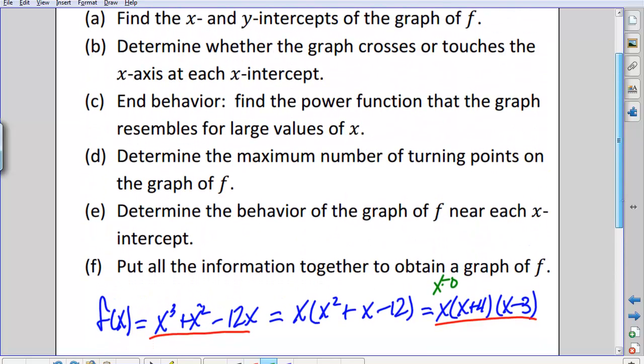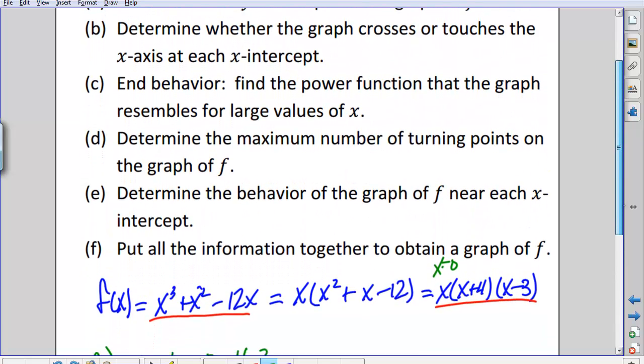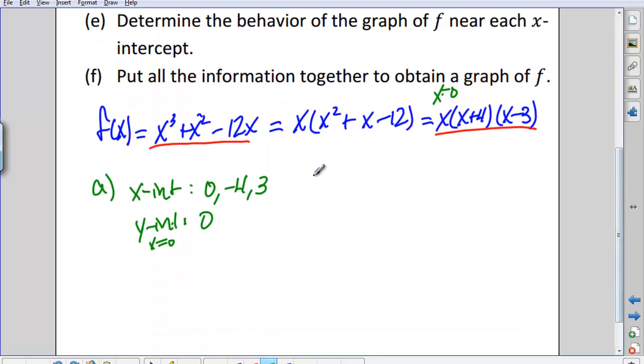Part B, determine whether the graph crosses or touches at each x-intercept. So let's do it like this. Thinking about multiplicity, aren't all three of these the same? They're multiplicity 1, and that would mean that it crosses at all x-intercepts. They're all odd multiplicity.